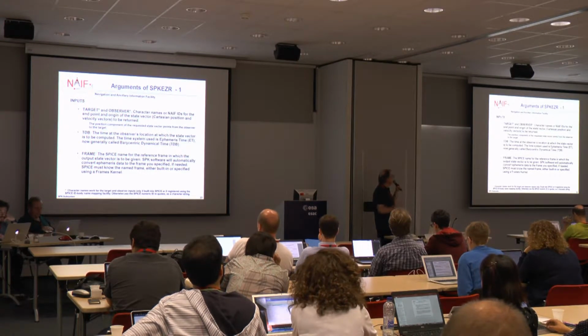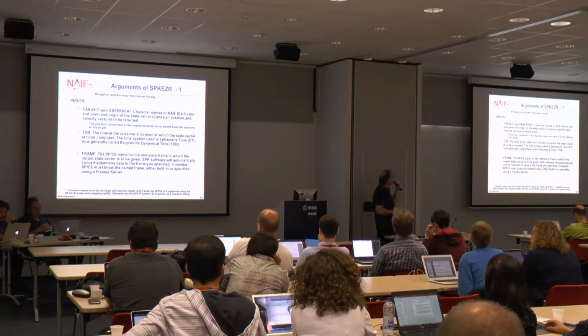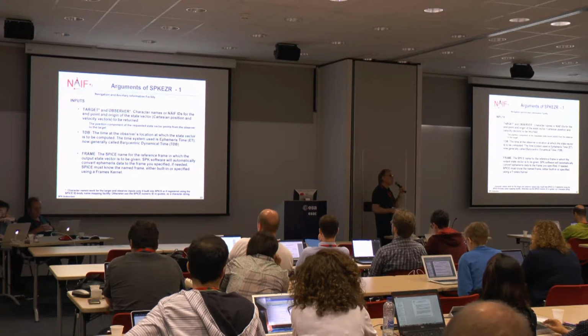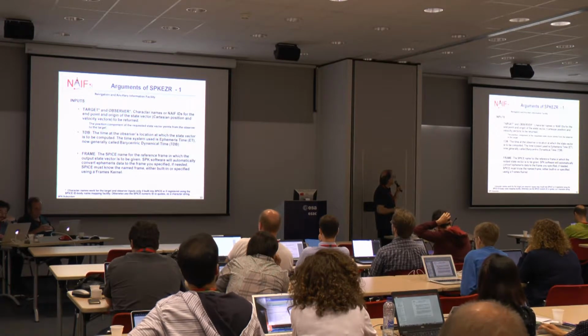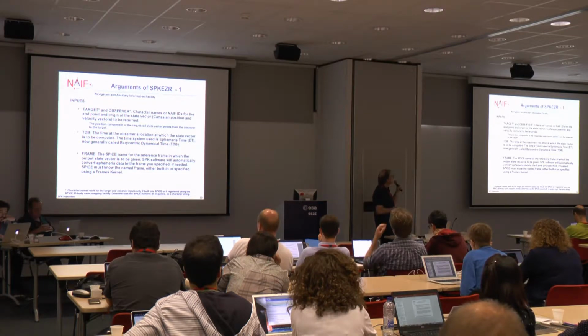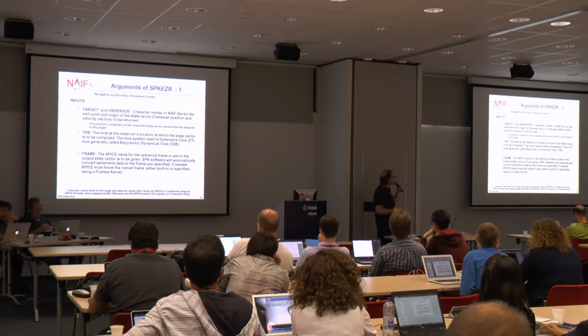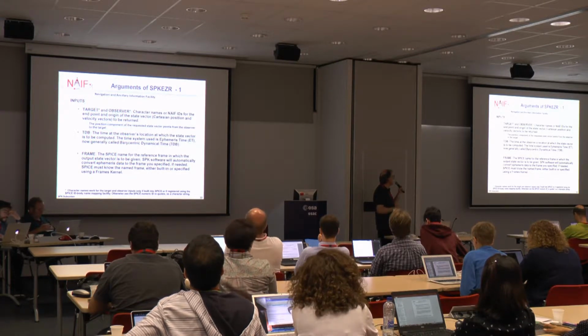Okay, the target and observer accepted by SPKEZR are character string names, but they also could be NAIF IDs in string format. So you could have single quote, 599, single quote for Jupiter, for example. Remember, the target is the head of the position vector and the observer is the tail of the vector. The position component points from the observer to the target, regardless of whether the observer is physically observing or not.